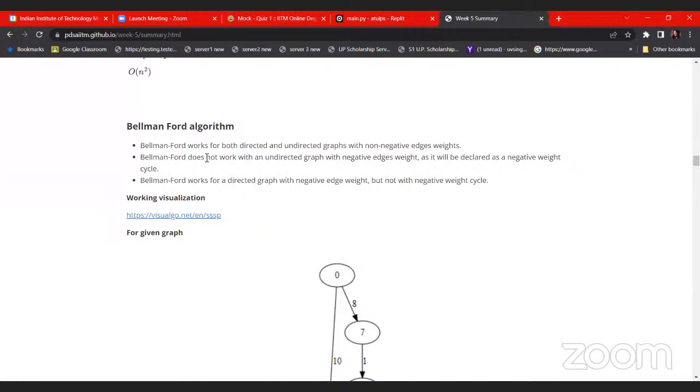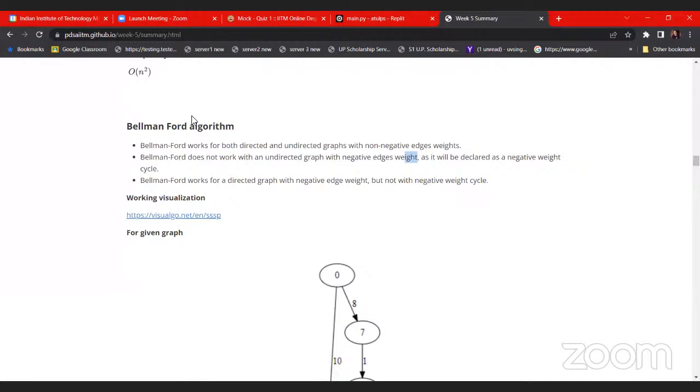Bellman-Ford works for both directed and undirected graphs with non-negative edge weights. Non-negative means positive weights. So we can apply this algorithm on directed and undirected graphs with positive weight edges. But Bellman-Ford does not work with an undirected graph with negative edge weight.